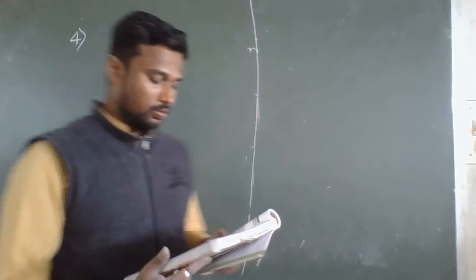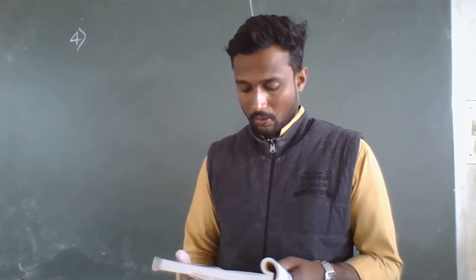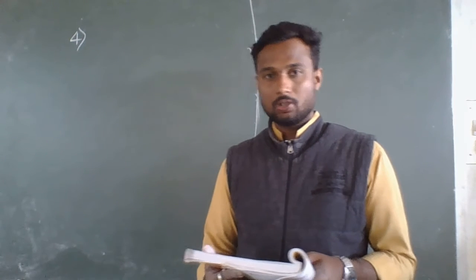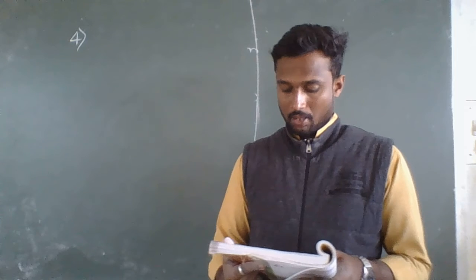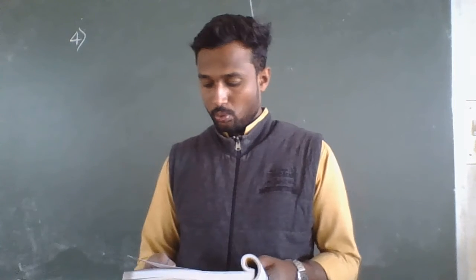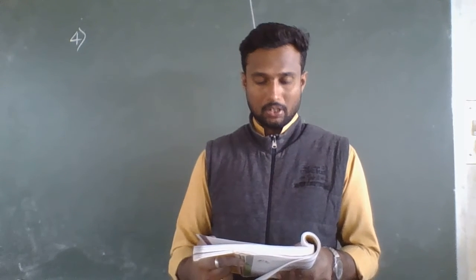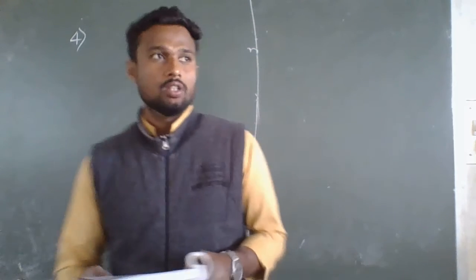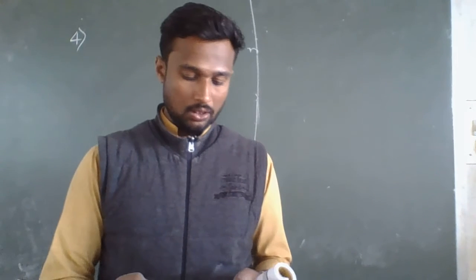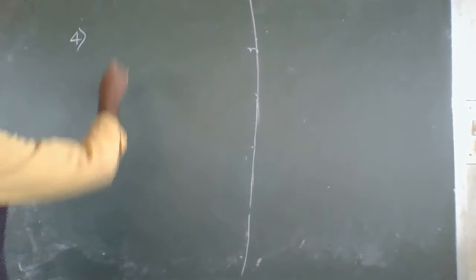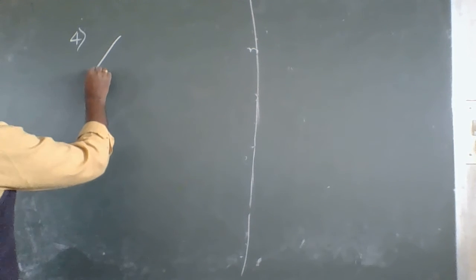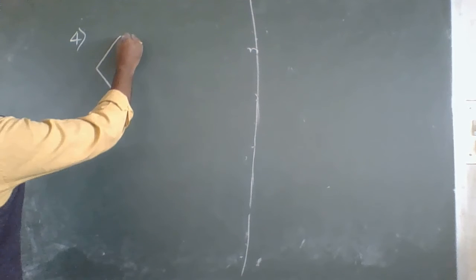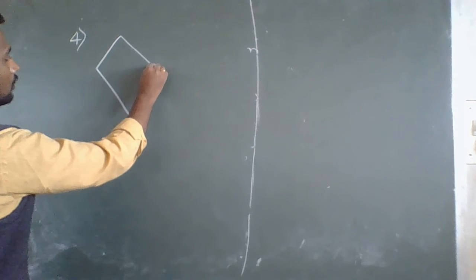In the fourth question, what are they asking? Draw a rough figure of a quadrilateral that is not a parallelogram. It should not be a parallelogram, but has exactly two opposite angles of equal measure. So here, two opposite angles should be equal. So this is the quadrilateral.